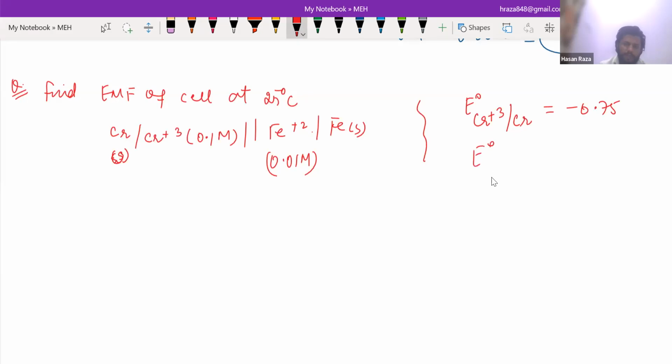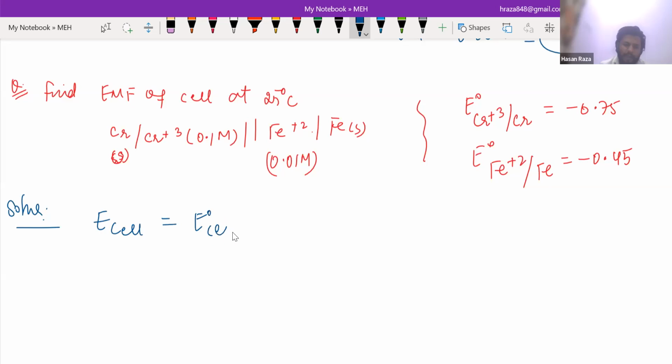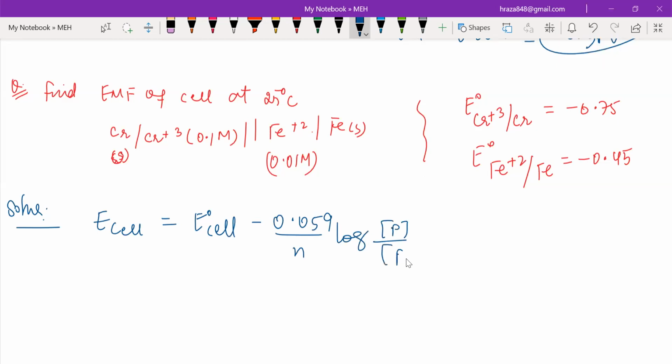Now, in order to put the values in the Nernst equation, I'm going to give some hints to this question first. So you know the formula, E cell we need to calculate. E cell is equal to E naught cell minus 0.059 upon n log of product upon reactant, right? Yes or no?